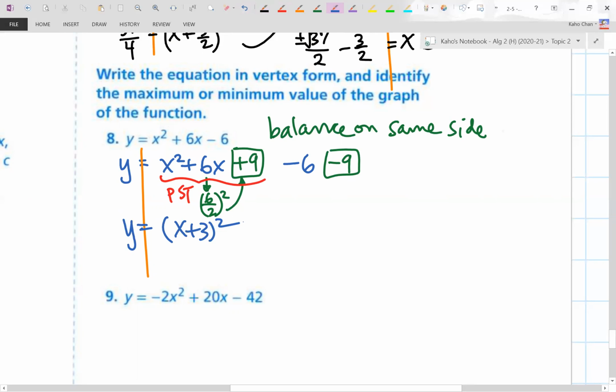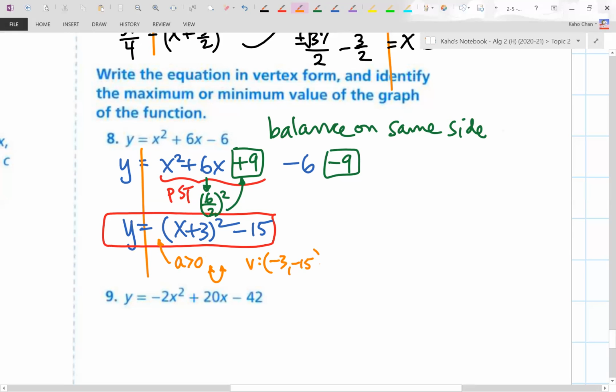On the back end, we have -6 minus 9. That gives me -15. And congratulations, there's your vertex form. Some characteristics. A is positive. It opens up. My vertex is at -3, -15, just looking at HK, and -15 as a minimum. Woo, crazy. How about number 9? Oh yeah, the minimum I just identified, -15.